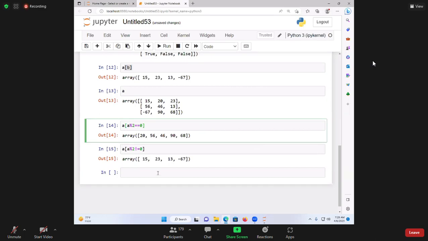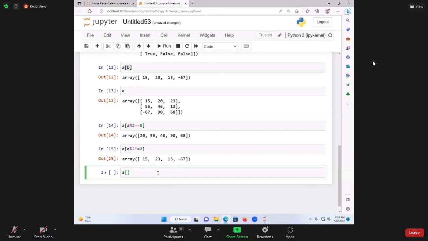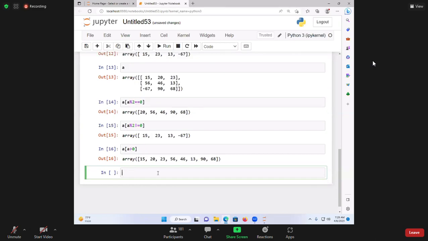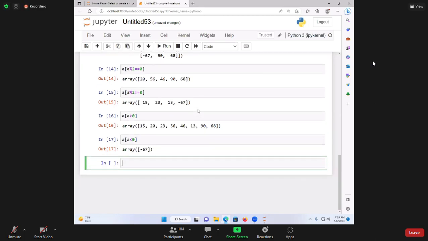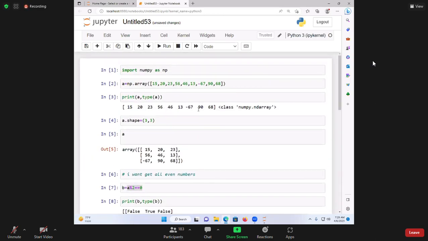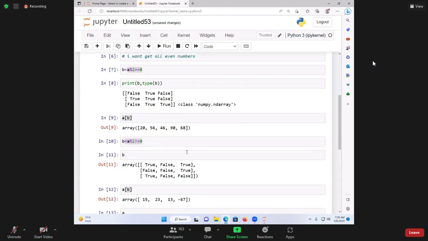So if I want to get only positive numbers, what should I say? A of A greater than 0. All positive numbers are coming except minus 67. A of A less than 0. You'll be getting only one element called minus 67. So what is this mechanism called? Selecting the data from ND array object.